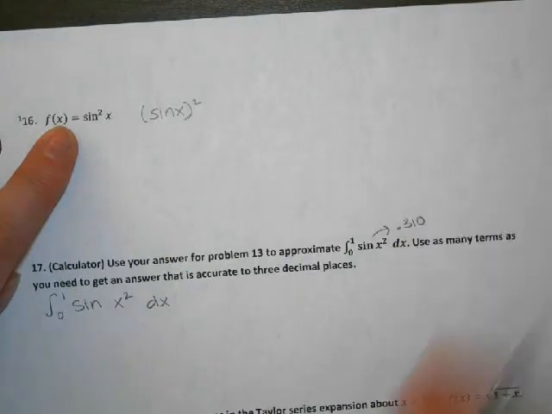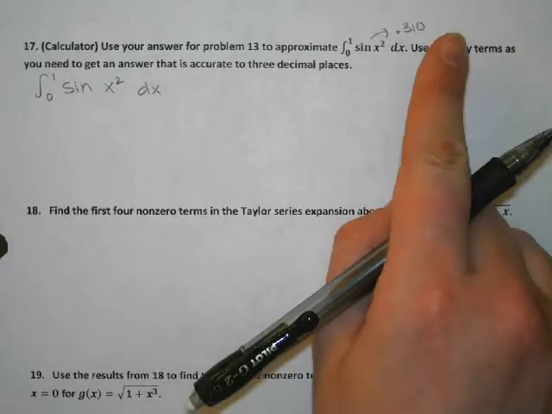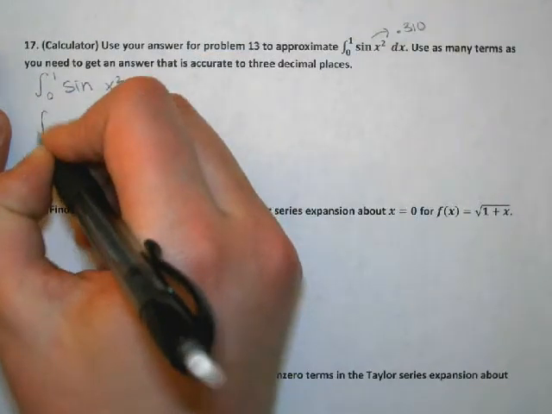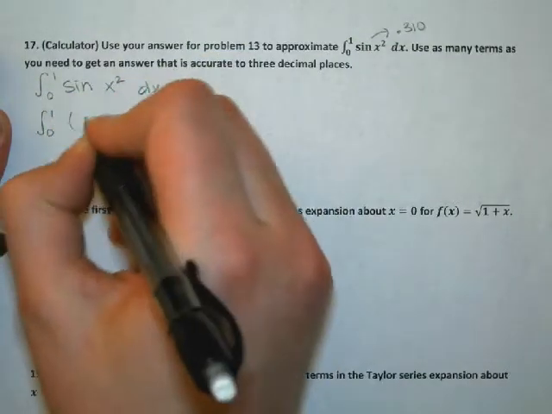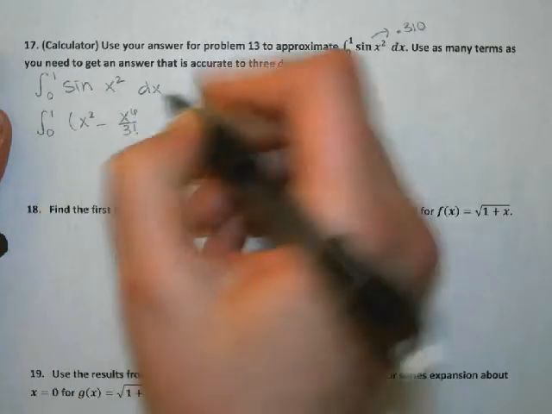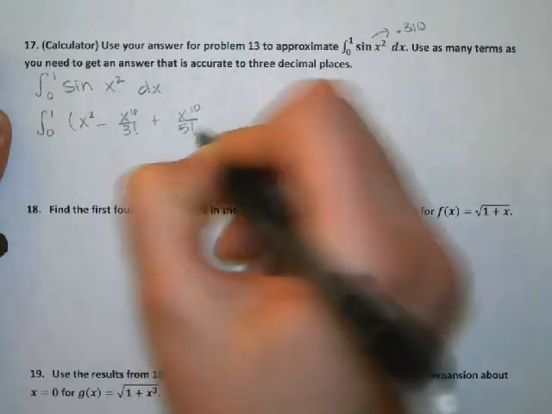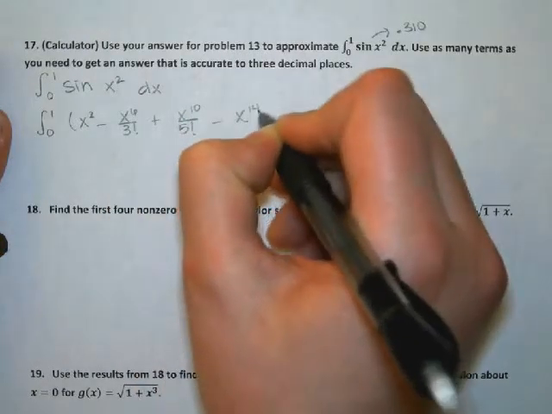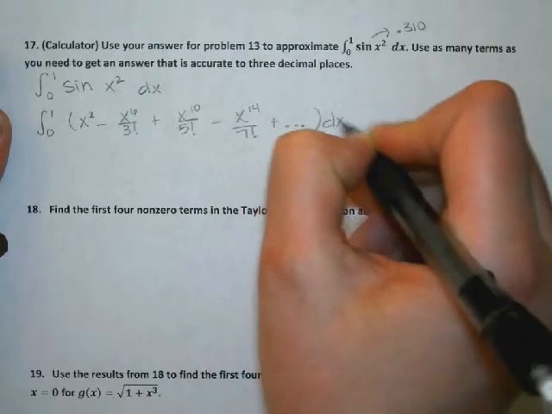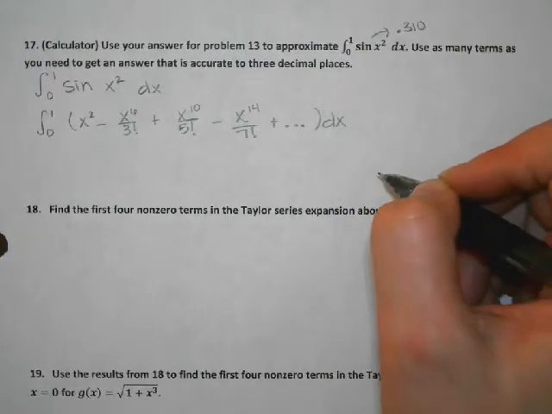Okay, so for this one, we want to see how many terms we need to get 0.310 from our answers. So we are going to be integrating x squared minus x to the 6th over 3 factorial plus x to the 10th over 5 factorial minus x to the 14th over 7 factorial, and hopefully at that point we'll be done. But I'm going to leave a plus there just in case we need to keep finding more terms.